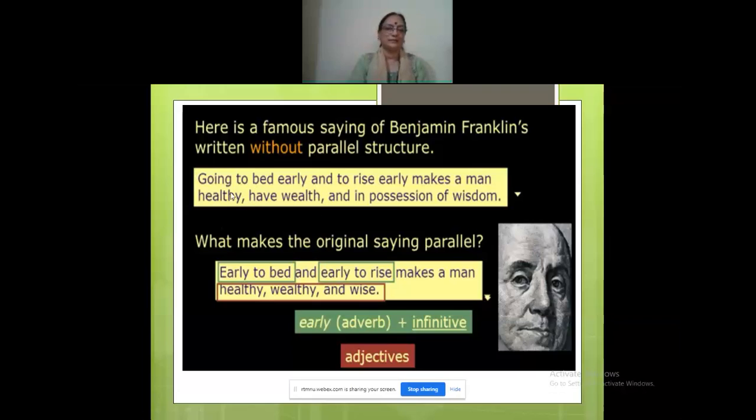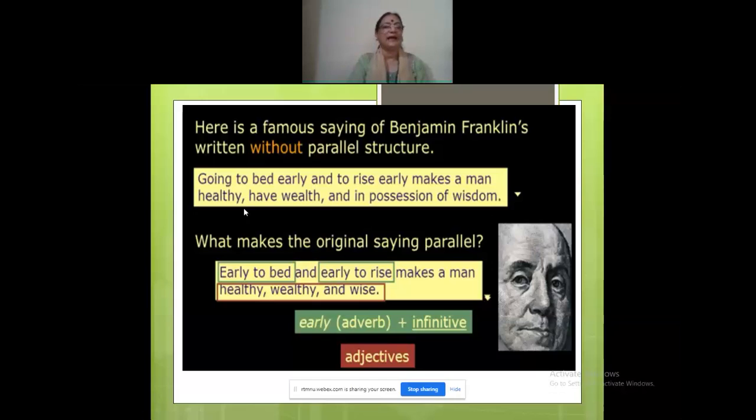Have wealth. अब ये have wealth कहाँ से आ गया? Because if I'm writing about one adjective, I have to write the second adjective also. And again, it has become a noun phrase, in possession of wisdom. So again, this also has to change to adjective. So there are 5 errors here. Going to bed early, if it is, and rising early, makes a man healthy, wealthy, and wise.